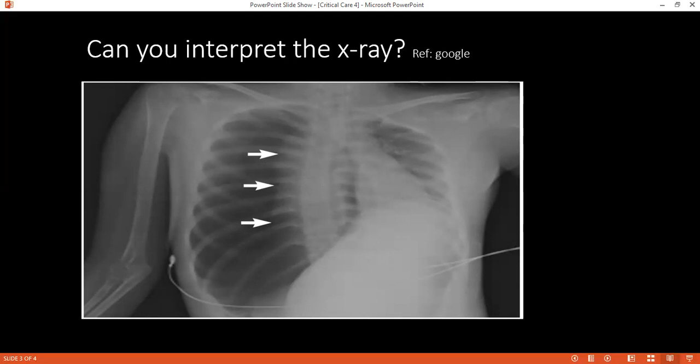What about the exposure? It is not adequate? No. Very good. Both diaphragms are not seen. I cannot see the costophrenic angle clearly.